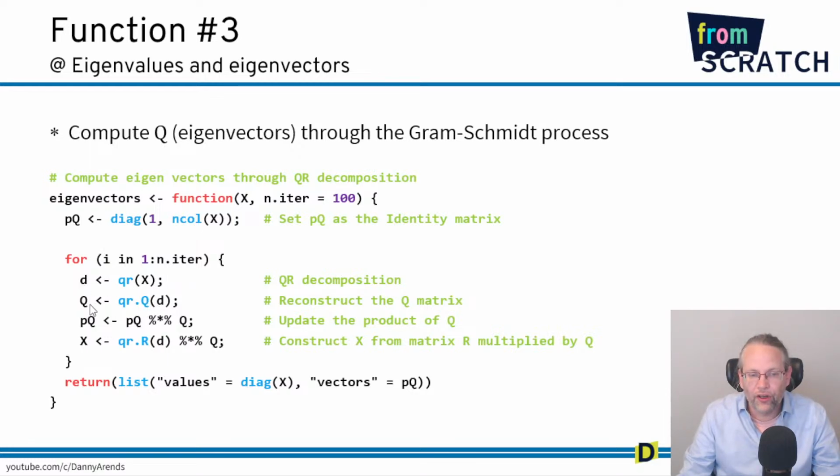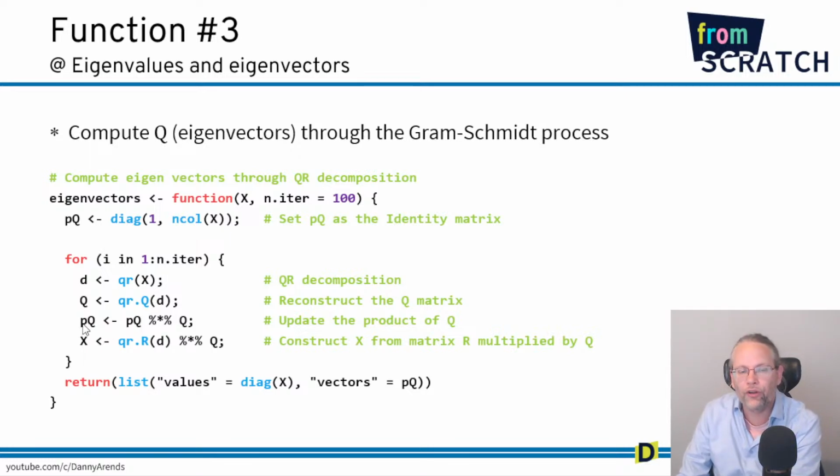We're going to take the Q matrix and multiply this Q matrix, created from X, with our identity matrix PQ, right? So PQ is the matrix that will be updated time and time again. So we are going to matrix multiply PQ times Q.